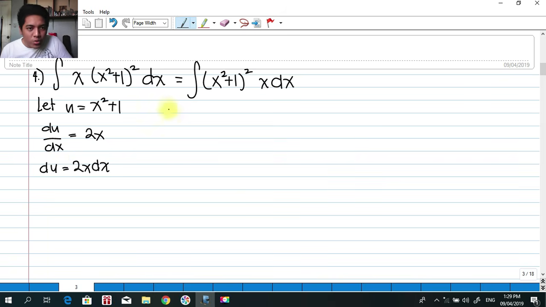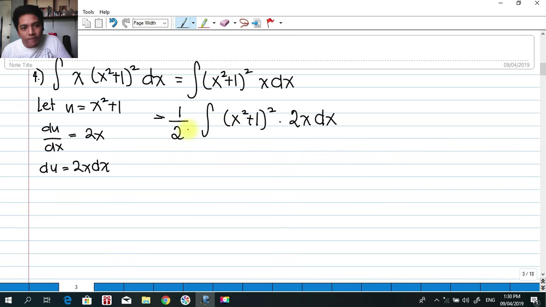So what we're going to do is that we're going to have an integral here, (x squared plus 1) squared, and then we're going to add 2 here so that it fits our du. But if you add 2 here, inside the integral symbol, we must multiply it also by 1/2 outside to compensate for what we have added inside. Okay?